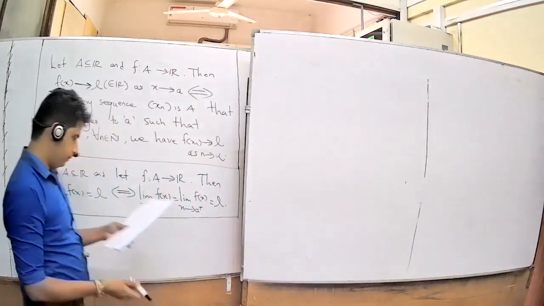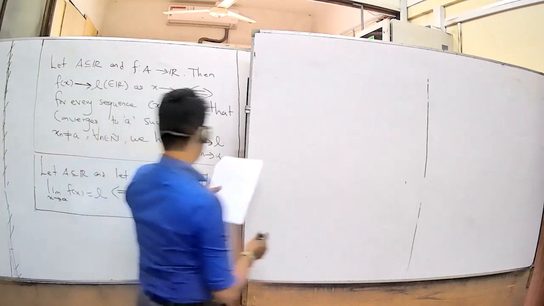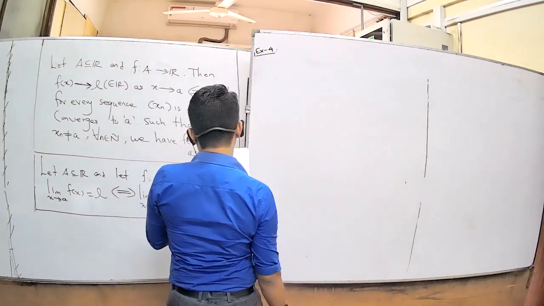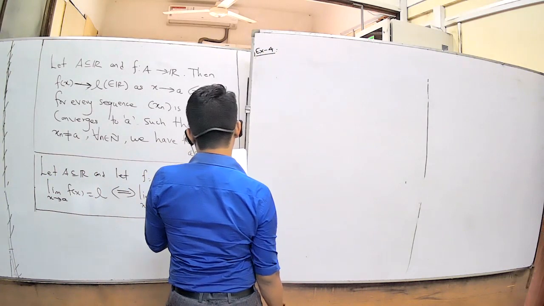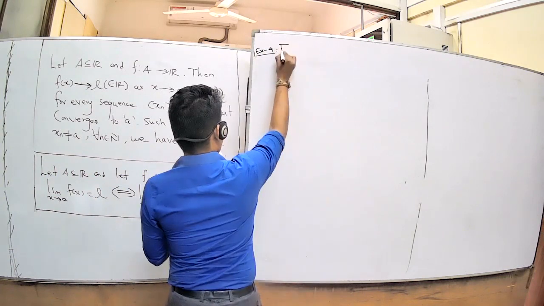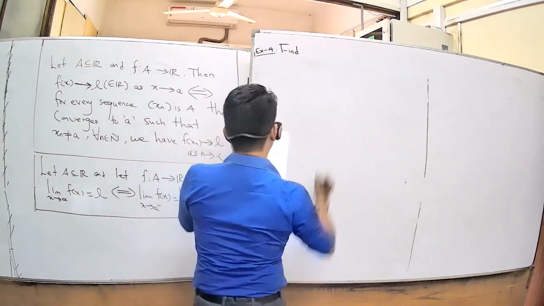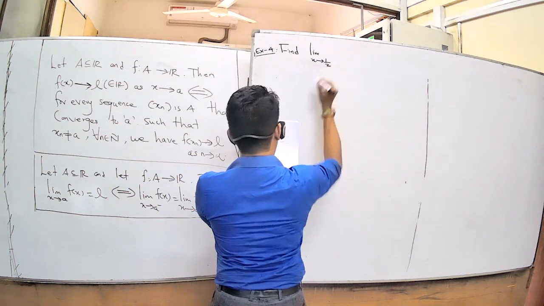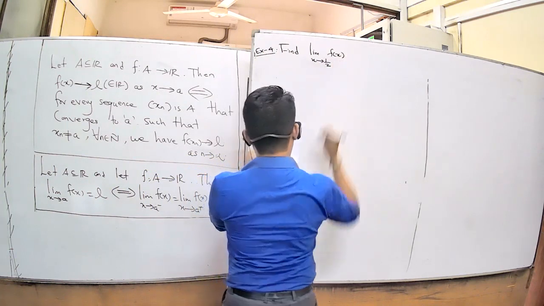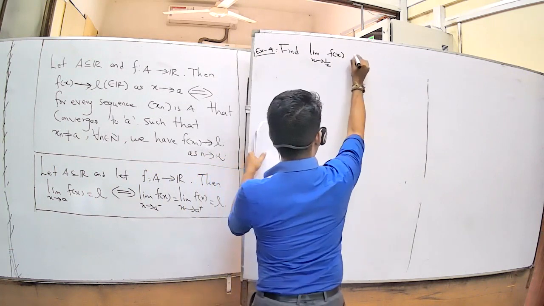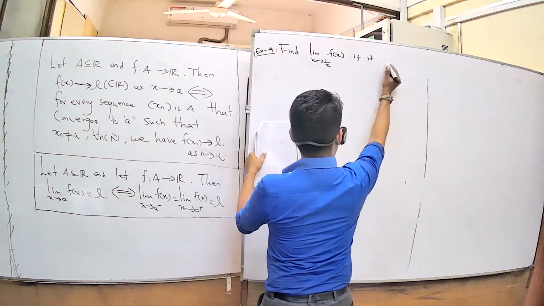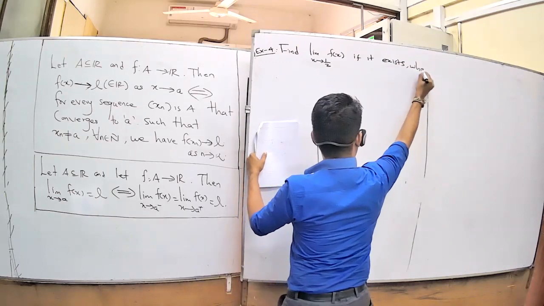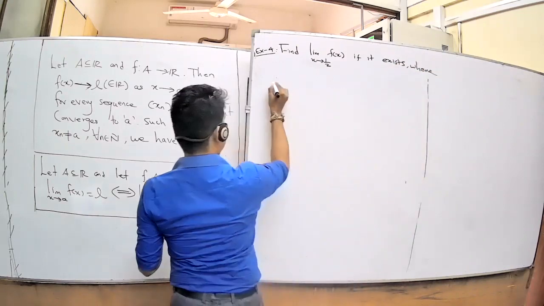Okay, now find, right, x tends to 2. Find the limit of f of x as x tends to 2, if it exists. Find the limit as x tends to 2 of f of x, if it exists, where this function is defined, f of x defined like this.